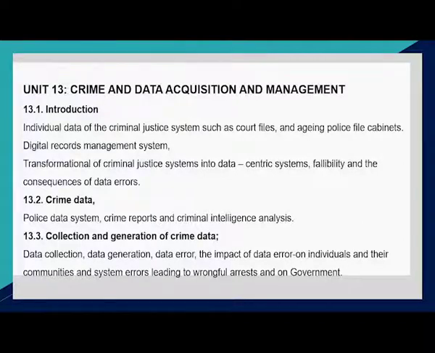Crime data, police data system, crime reports and criminal intelligence analysis. Collection and generation of crime data, data collection, data generation, data error, the impact of data error on individuals and their communities, and system errors leading to wrongful arrests, and on government.